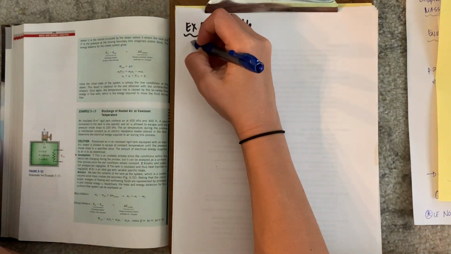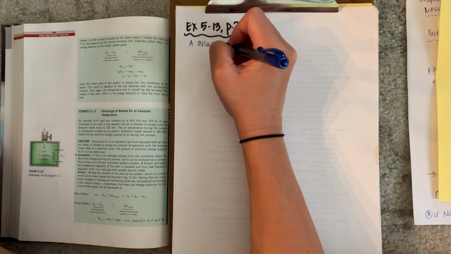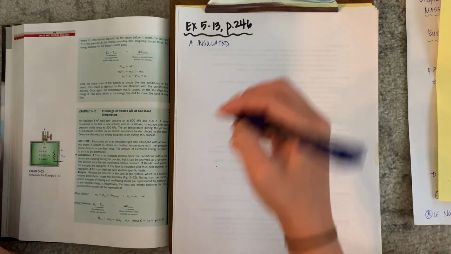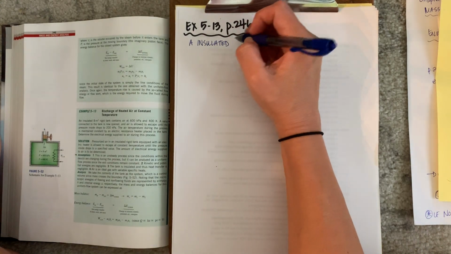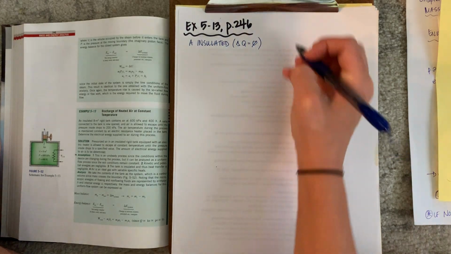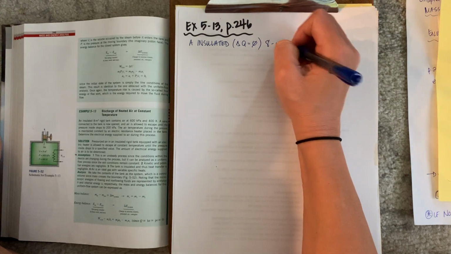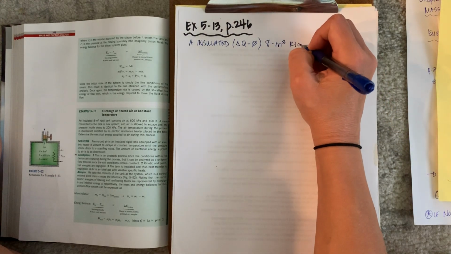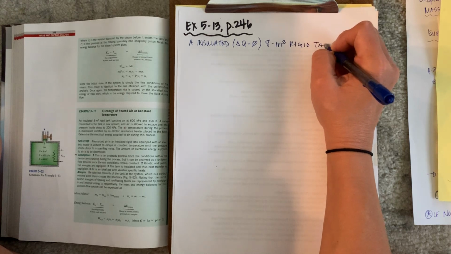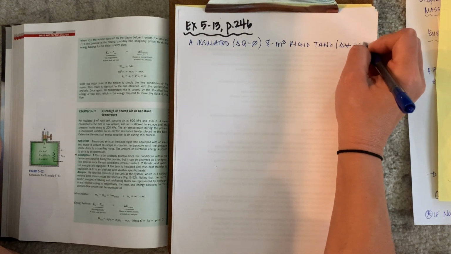So we have an insulated tank. When you see the word insulated, that should automatically jump out as being adiabatic, where our heat transfer is going to be equal to 0. An insulated 8 cubic meter rigid tank. So this should alert you to the fact that we're not going to have a change in volume.